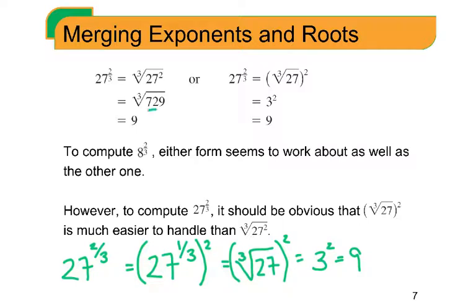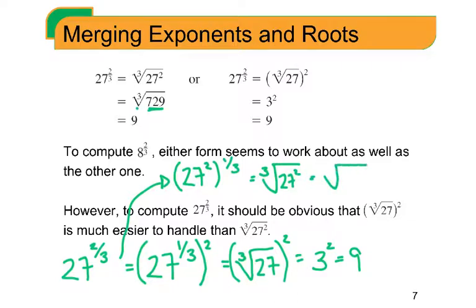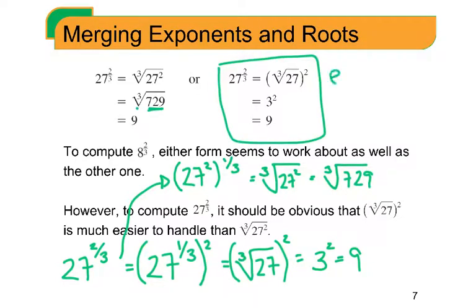But if you did it this way, then the other way, which would be 27 squared to the 1/3 power. So that means the cube root of 27 squared, which is the cube root of 729. You get the same answer. But to me, this is easier.